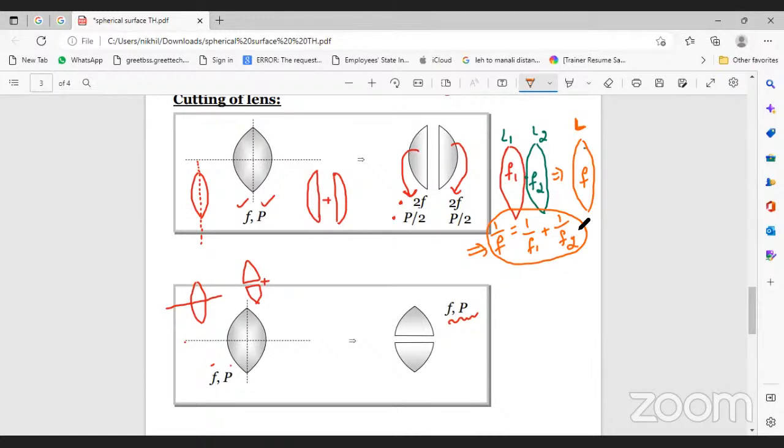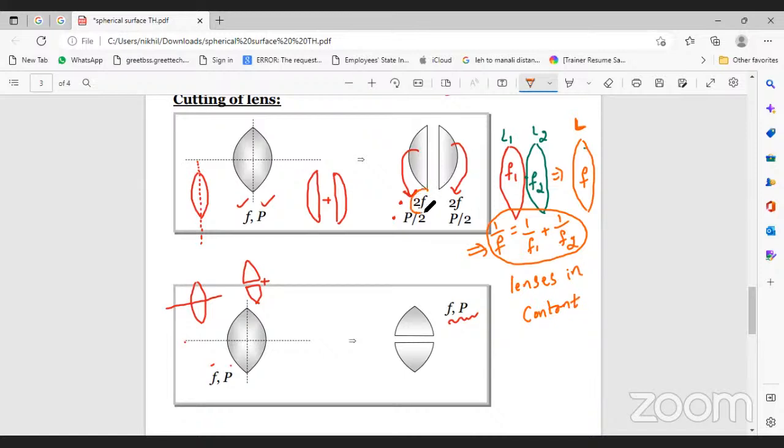So please remember these two formulas. When two thin lenses are in contact, what is the effective focal length formula? 1 by F is 1 by F1 plus 1 by F2. You can use this concept over here.